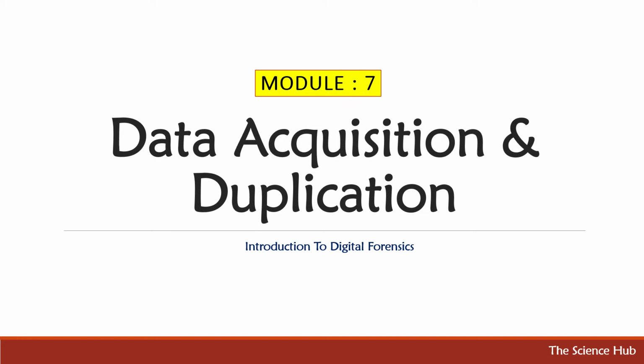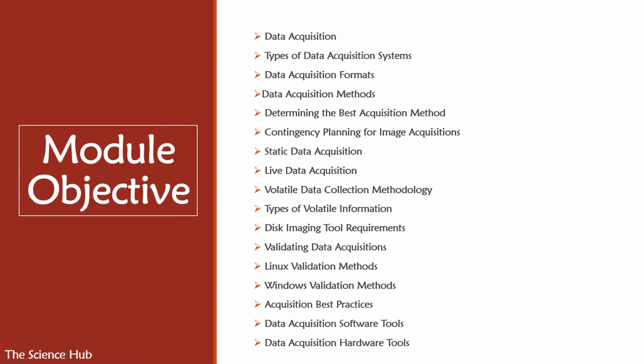In this module 7, we are going to study data acquisition and duplication. So, the module objectives are data acquisition, types of data acquisition systems, data acquisition formats, data acquisition methods, determining the best acquisition method, contingency planning for image acquisitions, static data acquisitions, live data acquisitions, volatile data collection methodology, types of volatile information, disk imaging tools requirements, validating data acquisitions, Linux validation methods, Windows validation methods, acquisition best practices, data acquisition software tools, and data acquisition hardware tools.